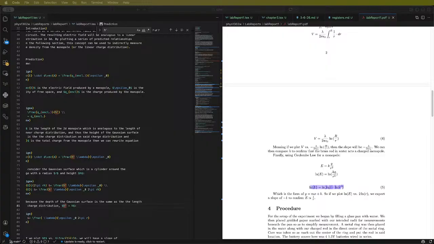Okay, I'm looking at the thing now. I think I was going about it wrong. All right, so E is kQ over r squared, but the electric field of a line charge with linear density lambda is 2kλ over r.